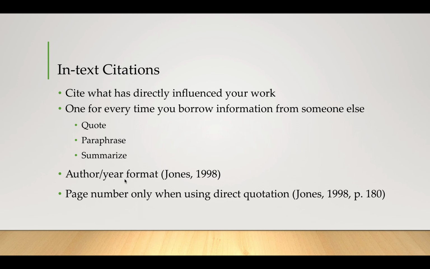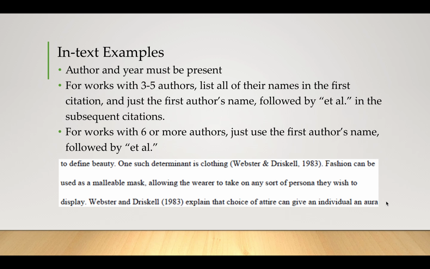So you will use the author-year format. Jones is the last name, comma, the year number. And then if you're using a direct quotation, then you just need to make sure to add the page number there at the end. If a page number is not included, no worries. APA lets you use paragraph number as well. So there's a specific way to use that. So here are some examples that are helpful to look at.